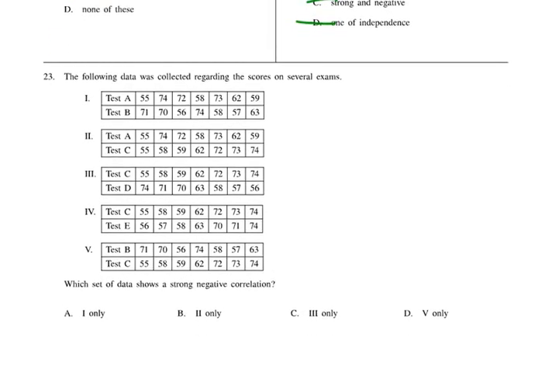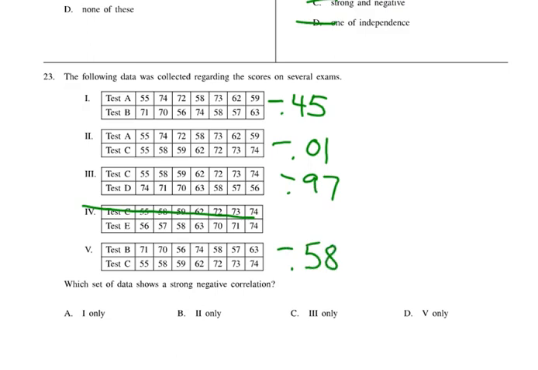For number 23, first of all, I didn't even look at 4 because it wasn't a choice. But then what I did is I just went through and entered each of these, and I did my linear regression to get my R value. This one had an R value of negative 0.45. This was negative 0.01, negative 0.97, and negative 0.58. And again, I did that all on the calculator. So which one shows a strong negative correlation? Choice 3, letter C. It had the one closest to negative 1.